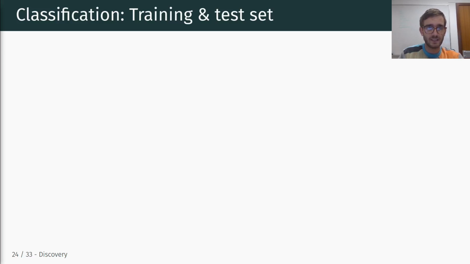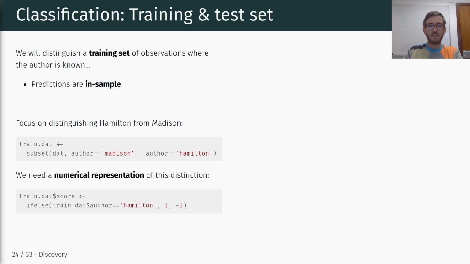to split it up in a training set, as it is often called in data science applications, and a test set. The idea behind the training set is this is the part of the data where the authorship, in our classification task, is known, and we can try to fit the model that predicts authorship within that sample. So those are in-sample predictions.